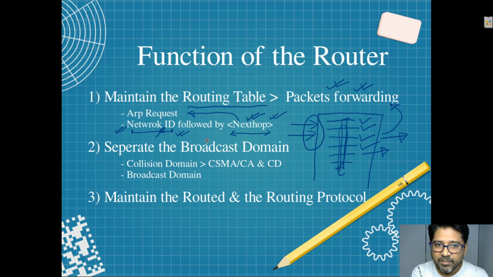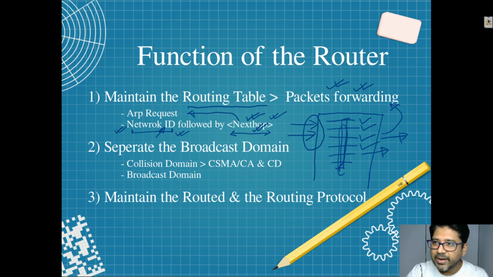So the routing table maintains three things. The network ID, not the entire network, it installs the network ID, followed by the next hop, and the next hop will be associated with the ARP table. Then only if your next hop is reachable, then only that network is going to be installed in your routing table. And this routing table is going to help with packet forwarding. I hope this part is clear.